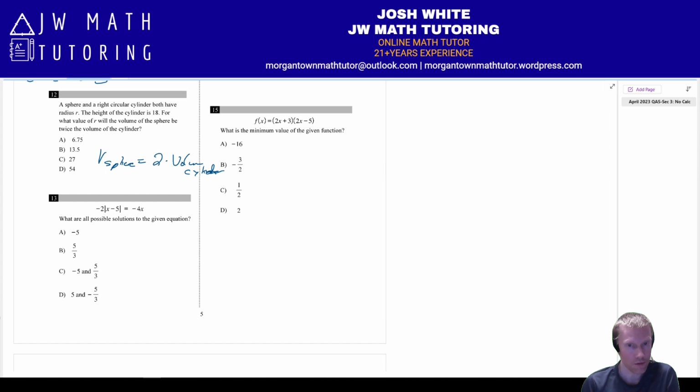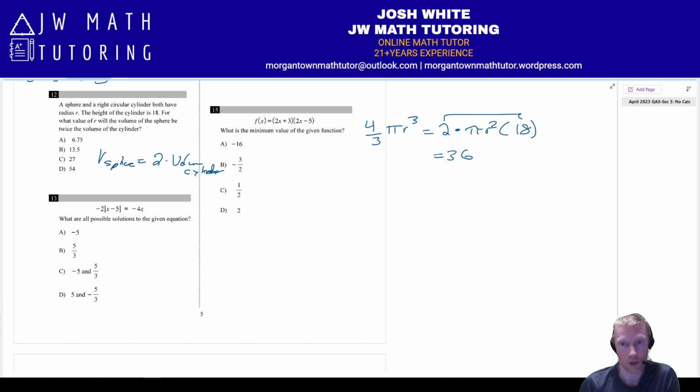So hopefully you know the formulas for these. If not, they are provided on the test. But basically, you're going to have the volume of the sphere, which is 4/3 pi r cubed. And then that's equal to 2 times the volume of the cylinder, which is just pi r squared h. Now for h, I'm going to plug in the height, which is given as 18. And then I'm going to multiply 2 and 18 and get 36.